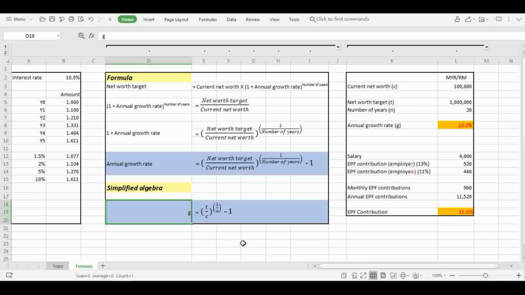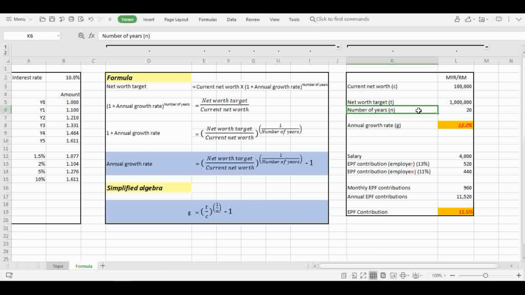Okay, so now I'll move on to table 3. This is basically the numerical illustration based on the formulas that we have here. And in my previous video, the example that I gave was assuming that you have 100K and your net worth target is 1 million.